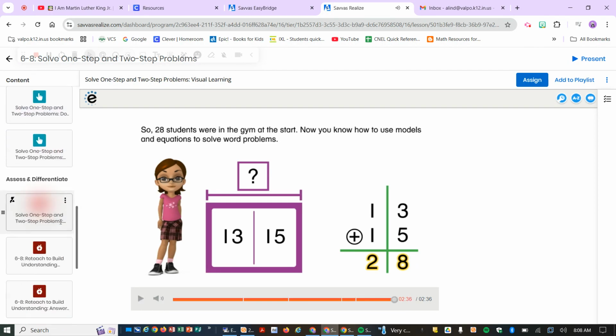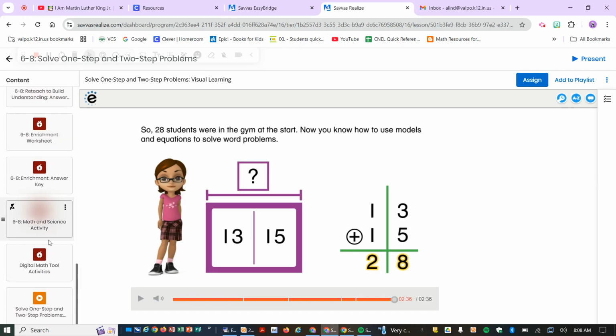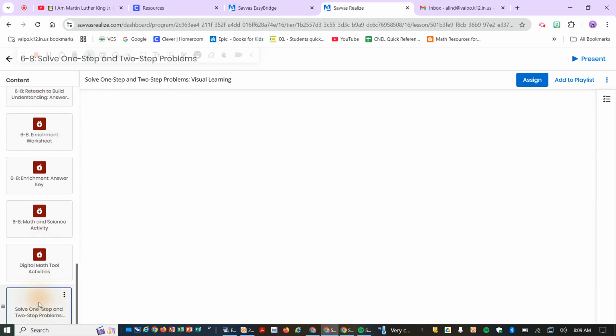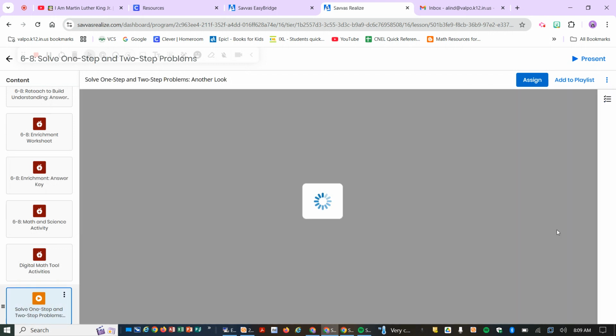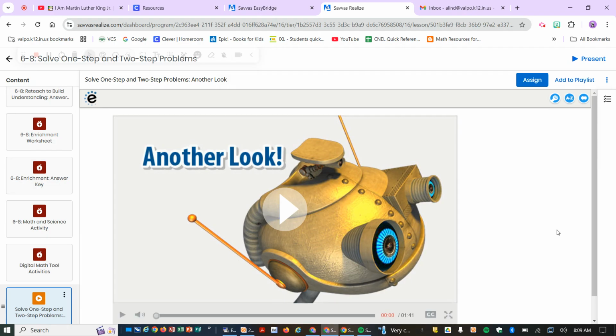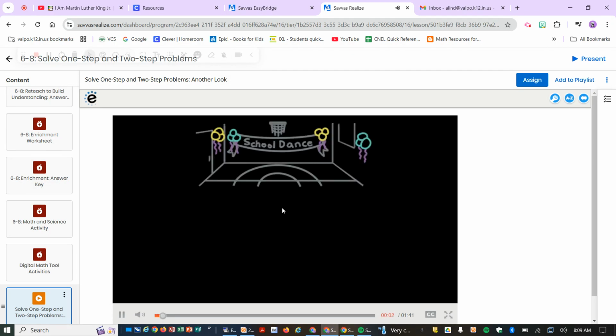Okay, let's pop down to our extra look and just talk about this a little bit more. So, I'm at a school dance, which is held in the gym. There are 36 students in the gym at the start of the dance. 16 students leave the gym, but 10 more students come in. I'm wondering how many students are in the gym now.